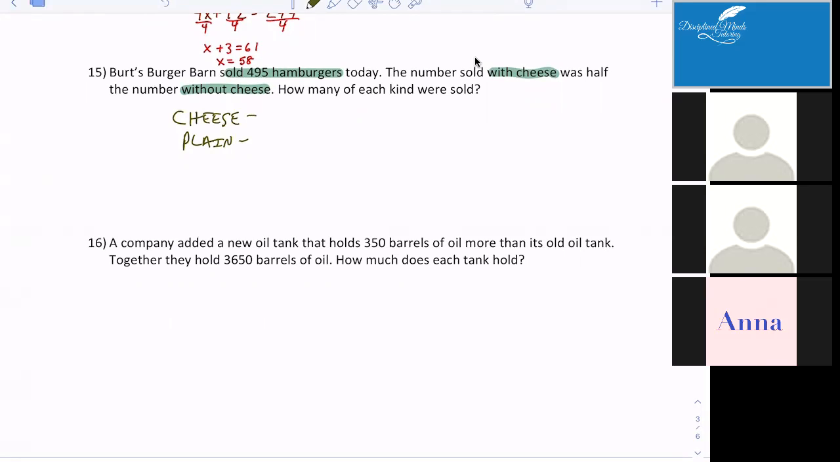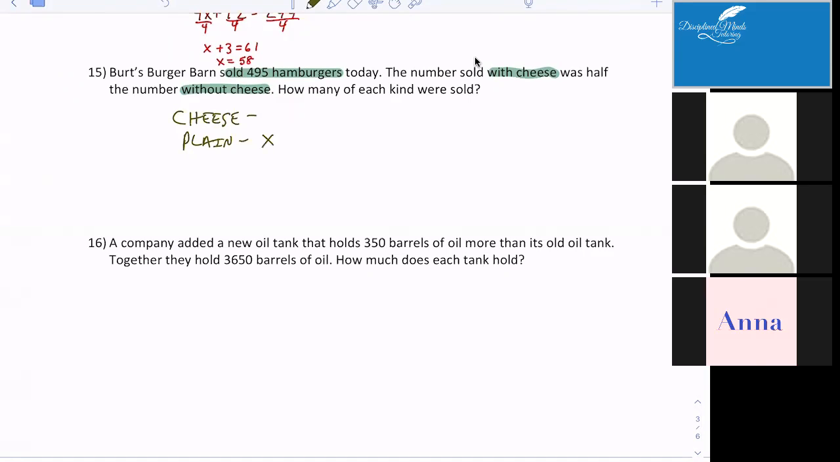So how many did they serve plain? How many did they serve plain? X. Thank you. We don't know. All right, we don't know. The answer is X. All right. The amount of hamburgers that were sold is X. So everybody puts an X down for plain.